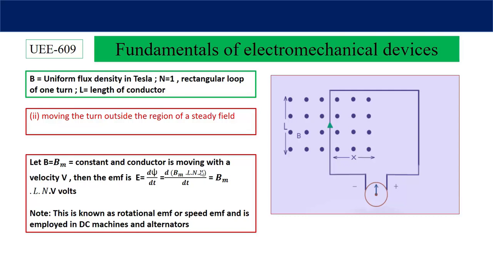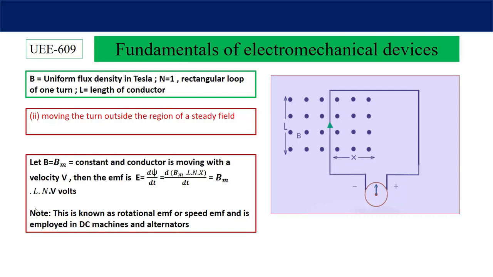So X is equal to 1 in that case. Ultimately the induced EMF comes as Bm into L into N into dx/dt, and dx/dt is equal to the velocity of the conductor, v. So this much EMF will be induced across this rotor. So we have seen that keeping the magnetic field constant, if we move the current carrying conductor, then also EMF will be induced. In the case of the transformer, we kept the coil stationary but created a varying magnetic field, and then also EMF is induced.